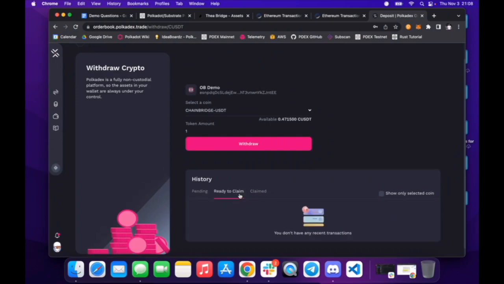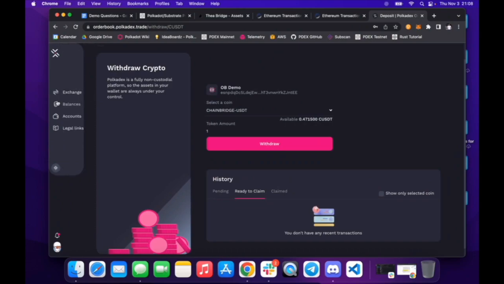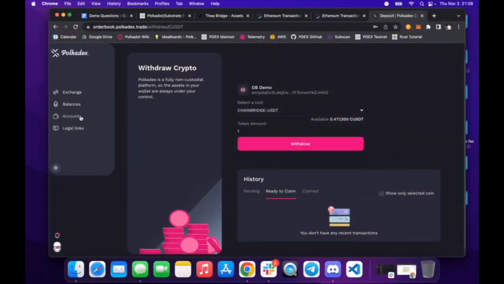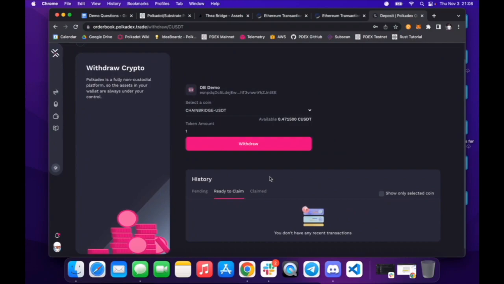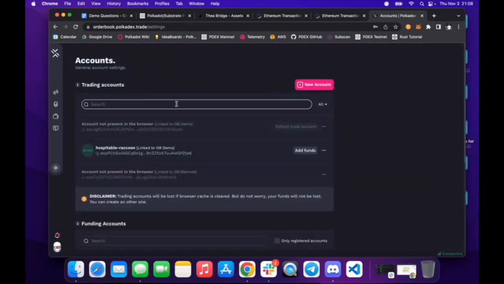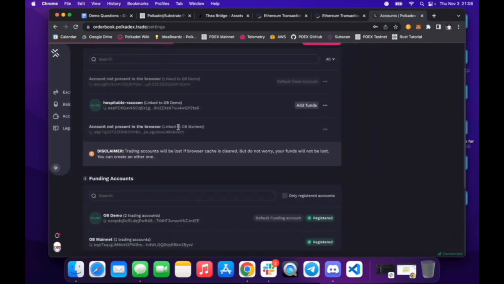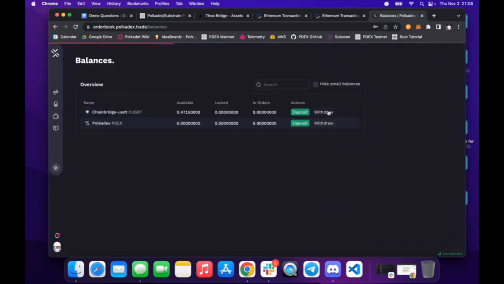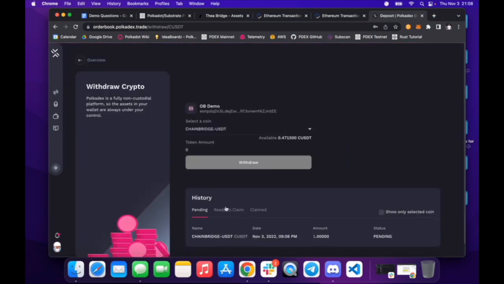So it should show up here pretty soon. Give it about a minute. It should show up here. And yeah, that's the whole process of trading on Polkadex. As we wait for this to show up in the ready to be claimed window, let me go ahead and scroll through the questions that you guys submitted and see if I missed answering any of those.